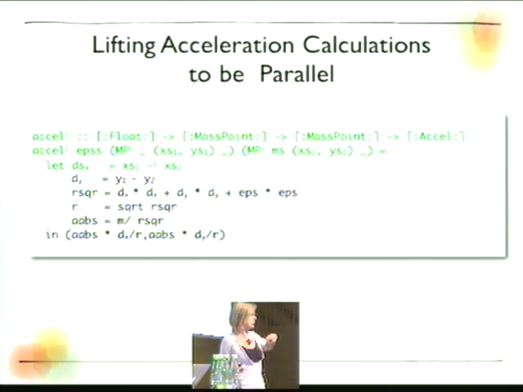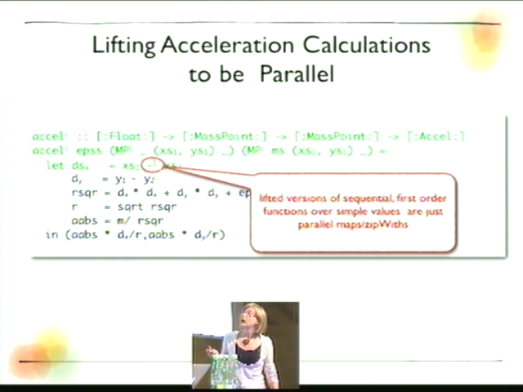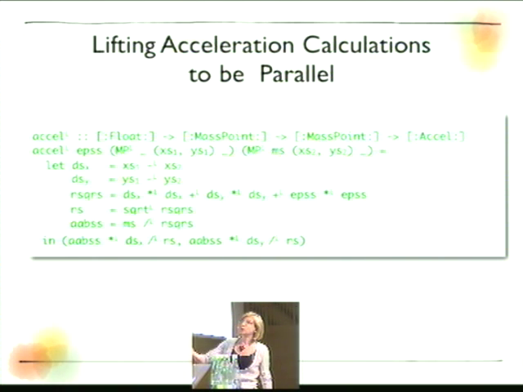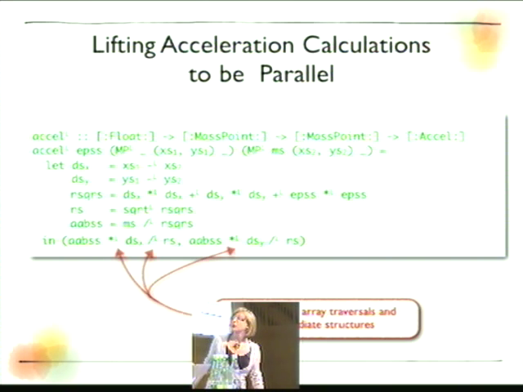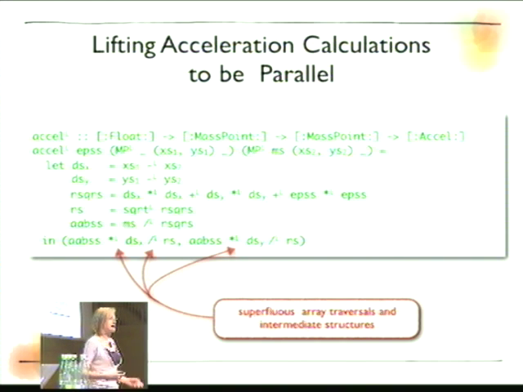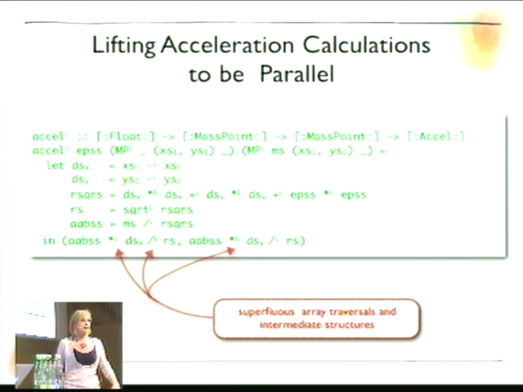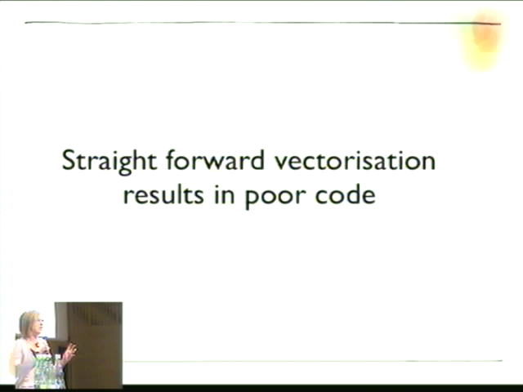All primitive operations are replaced by their lifted version. And in the case of first-order applications of functions, this is really just a flat parallel zipWith or map, so nothing interesting here. This happens for the whole program. And what you can see, and what has been mentioned several times yesterday, also in the context of other work using this Nessie model, is that this transformation generates a huge amount of superfluous traversals and intermediate data structures. So straightforward vectorization produces poor code for general architectures.